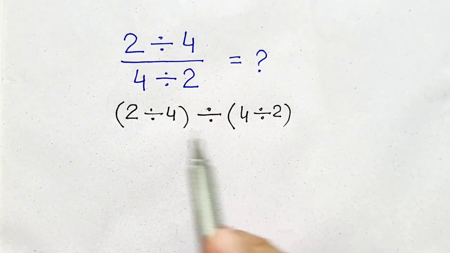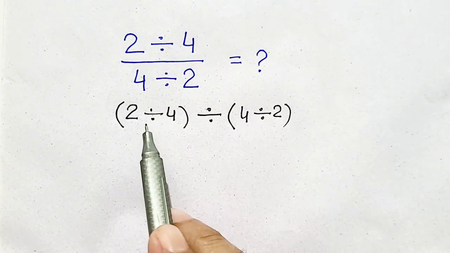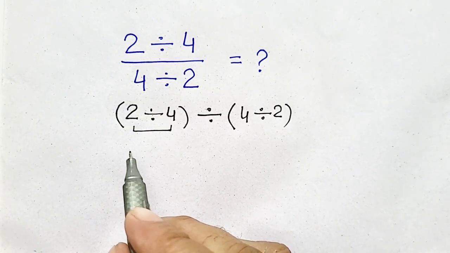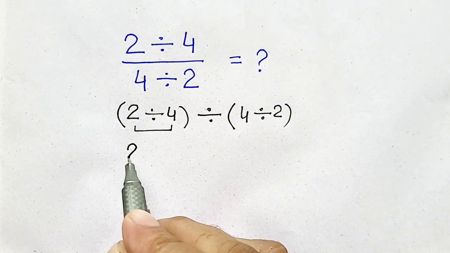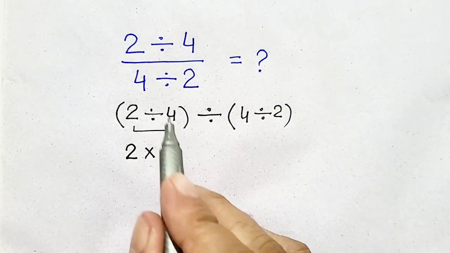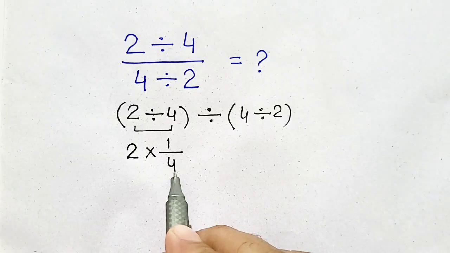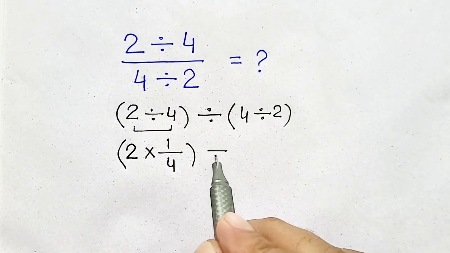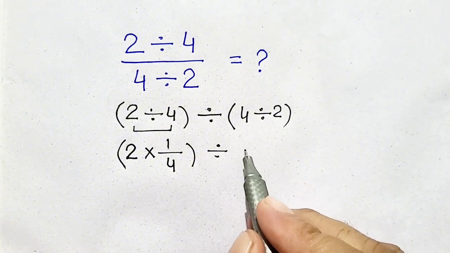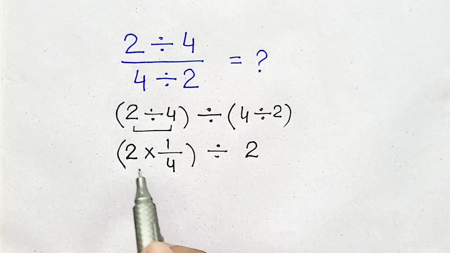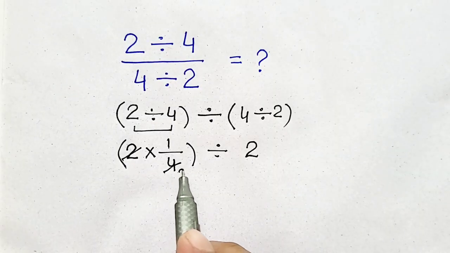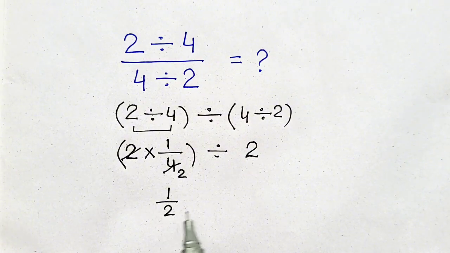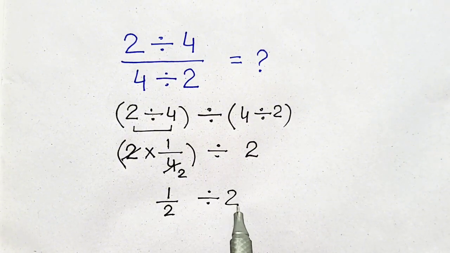Now, according to PEMDAS, we start with parentheses. So 2 divided by 4 would be equal to 2 times, flip it, 1 by 4. Okay, now 4 divided by 2 is simple. It is 2. Now, 2 and 4 cancel. So in this case, we have 1 by 2 divided by 2.